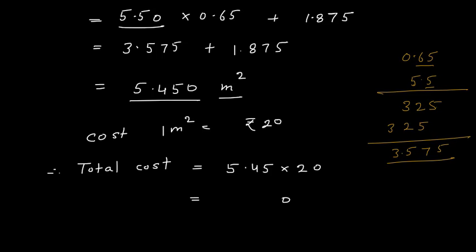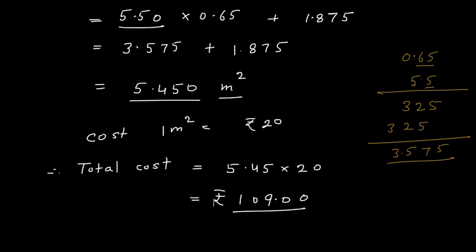2 4s are 8, 2 5s are 10, 2 4s are 8. 1 I will add 9 and 2 5s are again 10. And this 0 is there, so I have 1 0 here. And after decimal I have 2 digits, so I will put decimal here. So this is total cost. So my total cost is rupees 109.